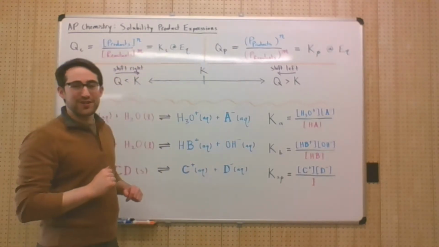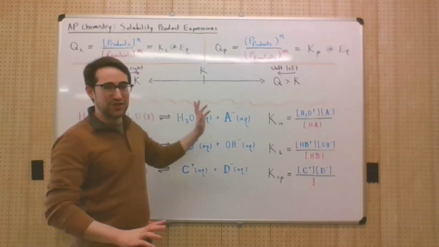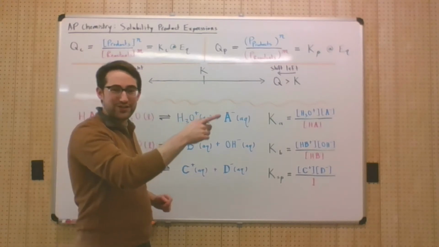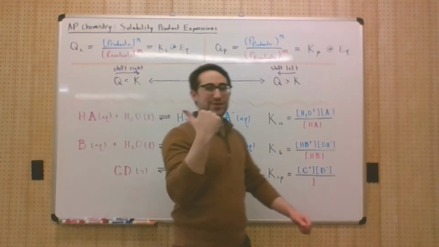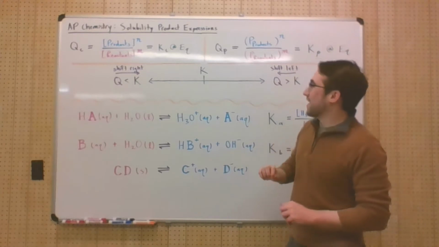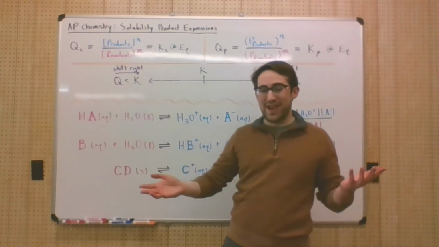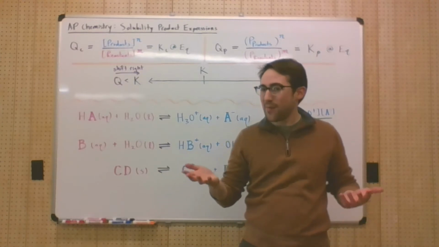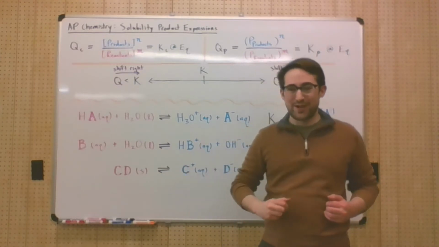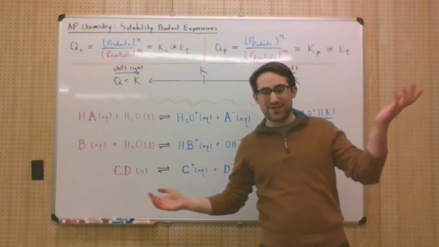Specifically, our Q tells us which way the reaction needs to shift, either the forward direction or to the right, or the reverse direction or to the left, in order to reach that equilibrium point. Again, it may not be at equal concentrations or pressures, and probably isn't. It's probably going to be very much to one side or the other.